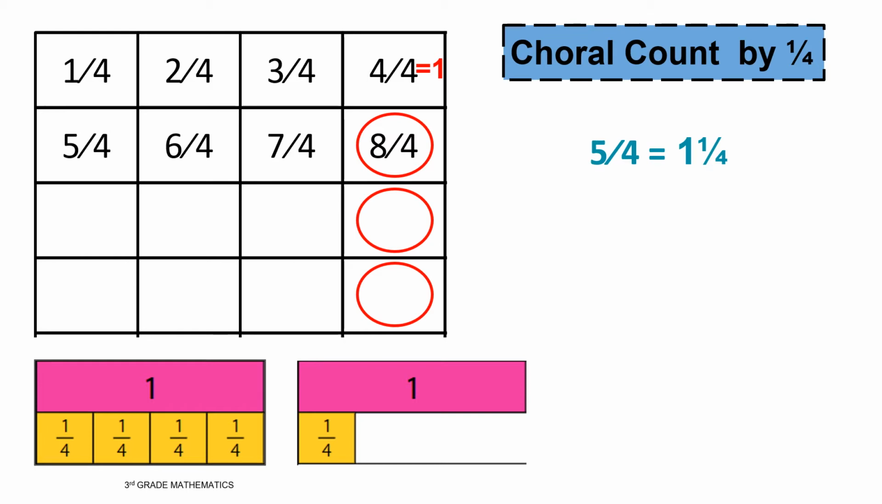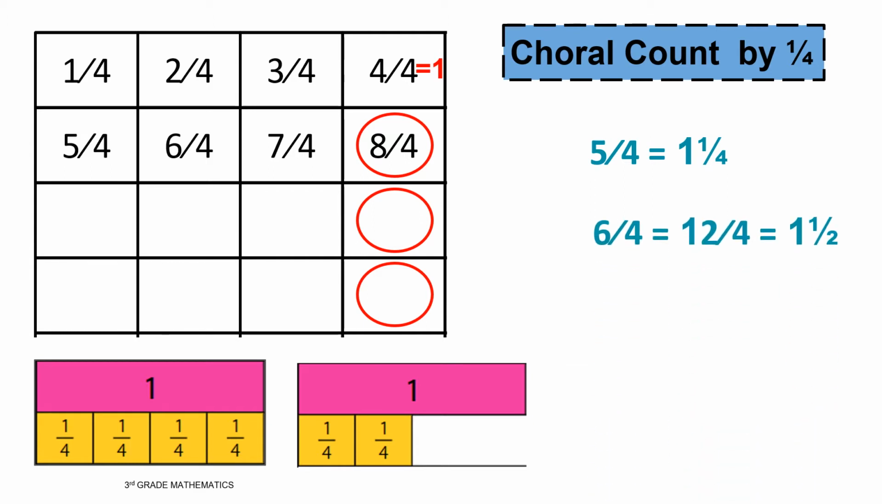Now let's look at 6/4. What is equivalent to 6/4? That's right, 6/4 is equivalent to 1 and 2/4, or 1 1/2. We can also see that 2/4 is equal to 1/2. 7/4 is up next. What's another name for that one? You've got it. 7/4 is equivalent to 1 3/4.